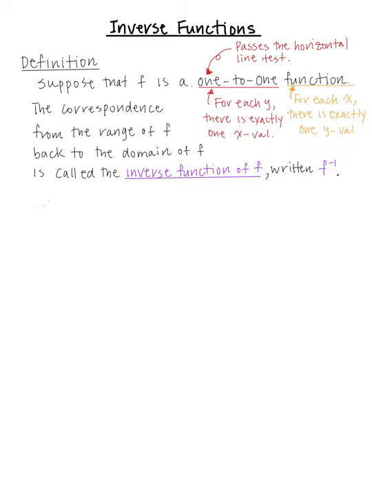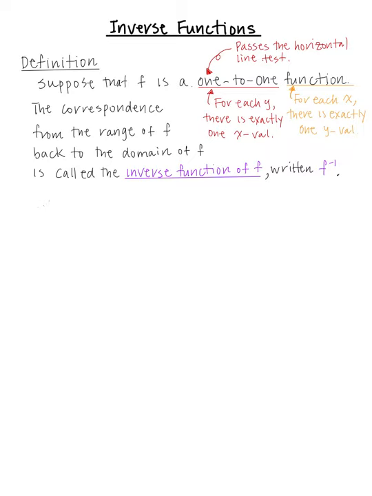Let's first go with the definition. It says that suppose that f is a one-to-one function, the correspondence from the range of f back to the domain of f is called the inverse function of f, written f to the negative 1. But we read this as f inverse.